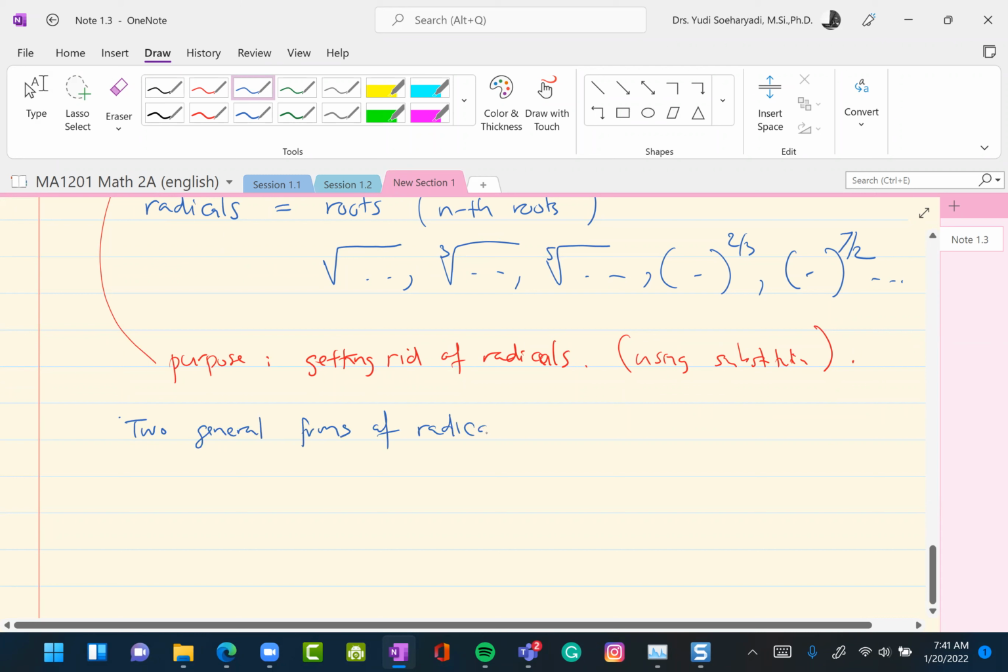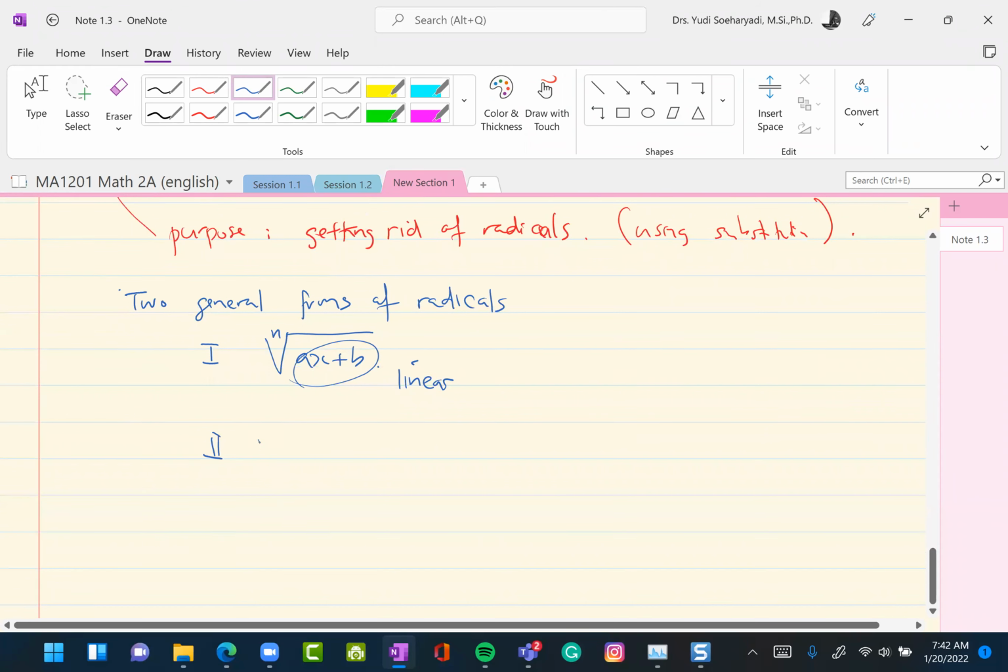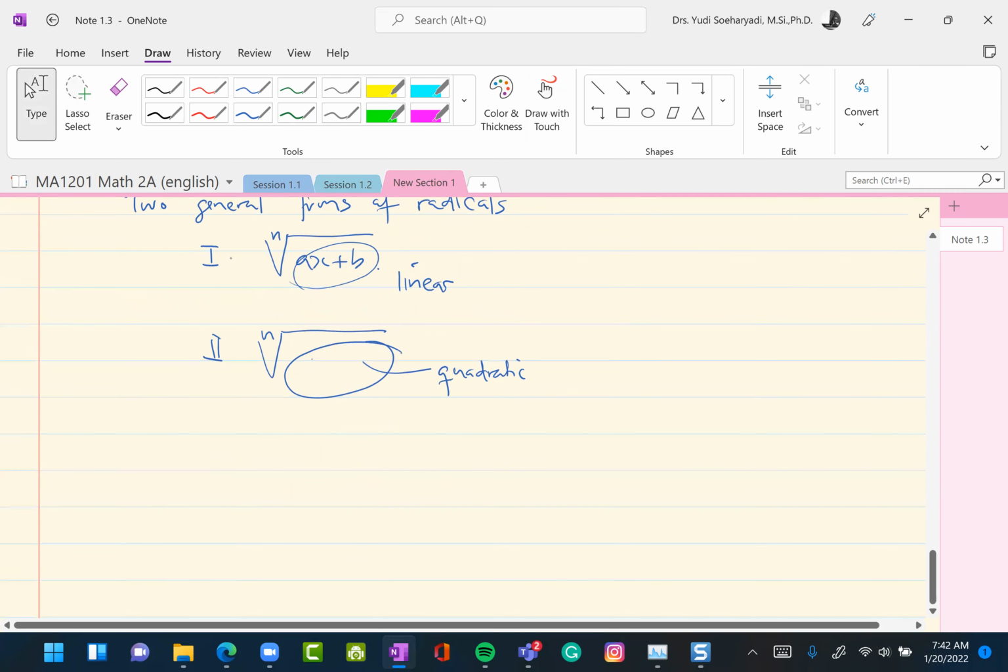Radicals. First is in the form of, let's see, this linear. And the second is when you have quadratic. This is what we do. Okay, so just examples.